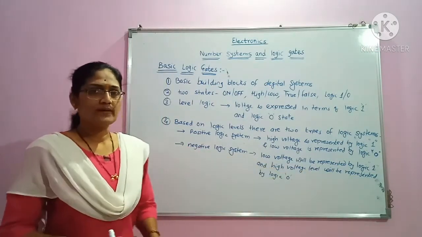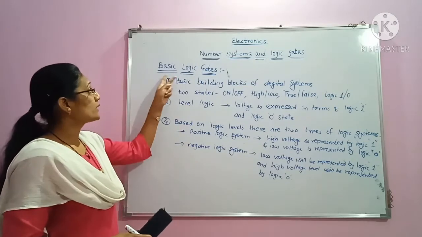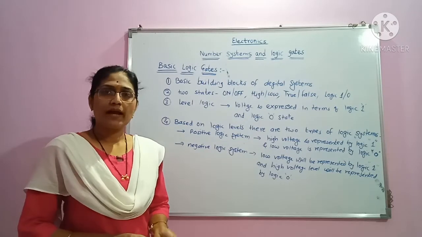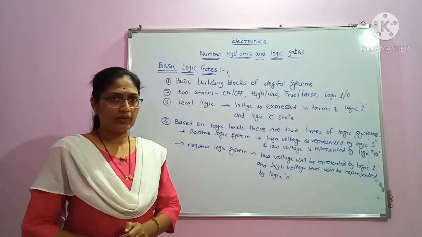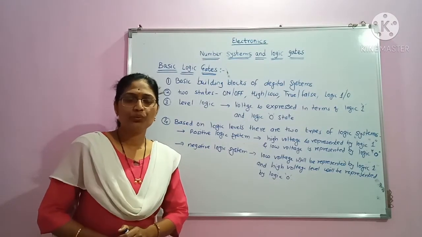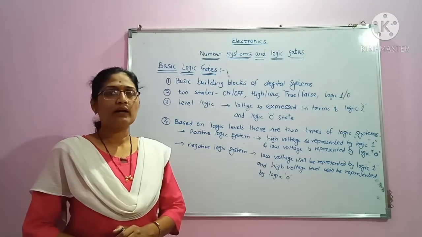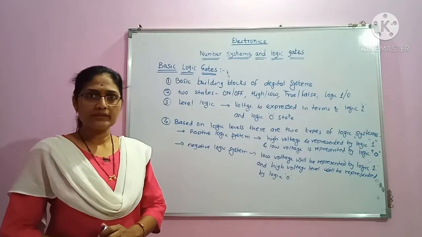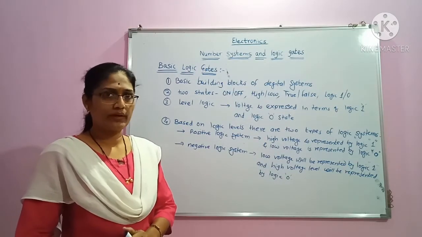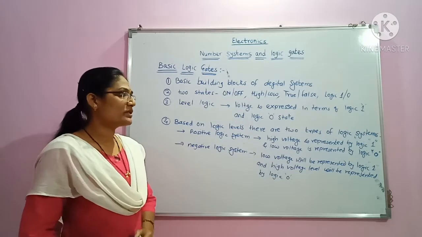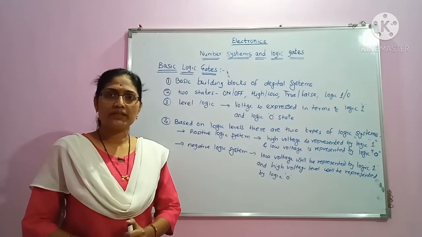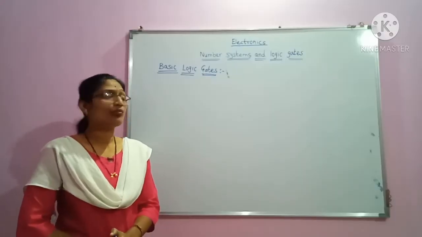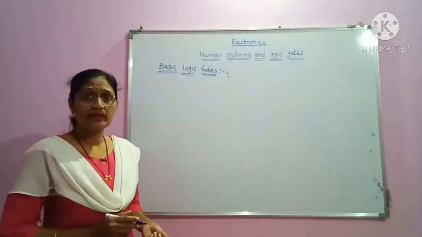Thus, in the case of logic gates, there are three basic logic gates, that is AND gate, OR gate and NOT gate. Then there are two universal gates, and these are NAND gate and NOR gate, and there are other gates, that is XOR gate and XNOR gate. So one by one we will see what these basic gates are. So the first basic logic gate is the AND gate.